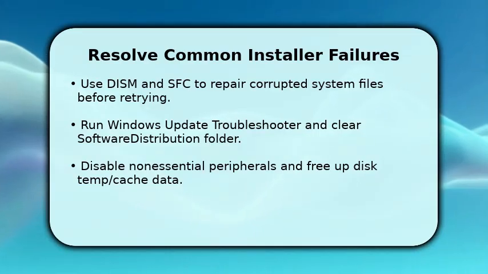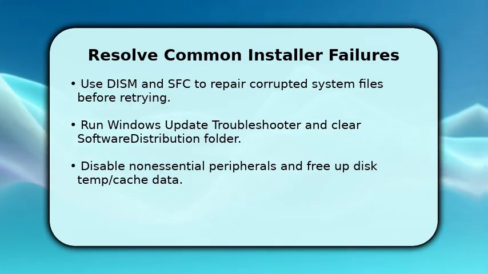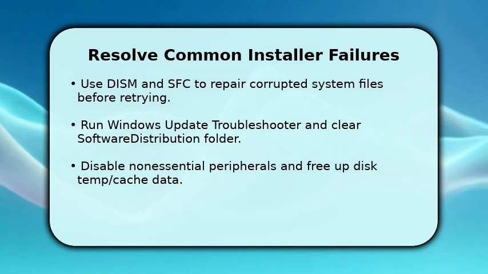Next, you tackle mid-process errors by repairing the current system state. Run DISM /online /cleanup-image /restorehealth, then sfc /scannow to fix corrupt system files that block upgrade checks.